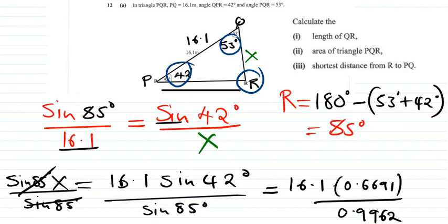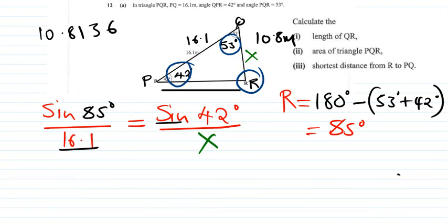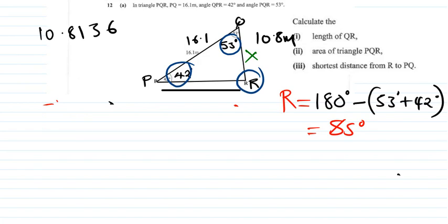So 0.6691 divided by 0.9962, and then multiply by 16.1. I'm getting 10.8. So our value of x is 10.8. The units are meters. The value itself was 10.8136, but I'm going for three significant figures, so 10.8. So this is how you use the sine rule to answer the first part of the question.